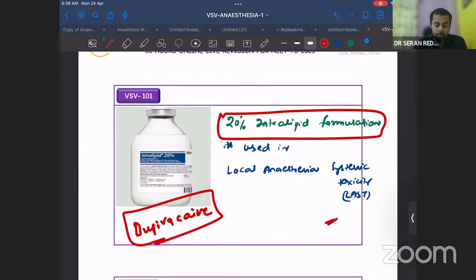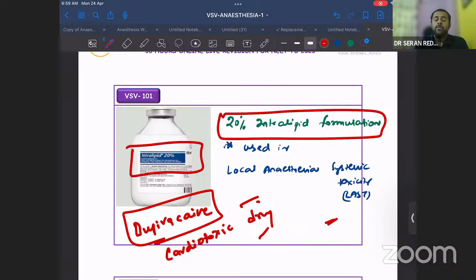Bupivacaine is the most cardiotoxic drug, and if cardiotoxicity occurs due to bupivacaine, it usually causes ventricular arrhythmias, which you treat with amiodarone, bretylium, and procainamide. And if cardiac toxicity happens, then the drug of choice is this 20% intralipid formulation.